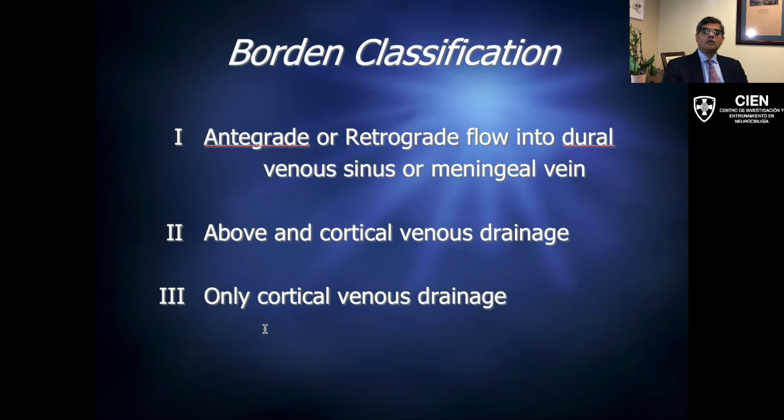The Borden is much simpler to use. Borden was a resident when he suggested this classification. It was originally called the Borden-Shucart classification, but now it mainly reflects his contribution. Type 1 would be antegrade or retrograde flow into a dural venous sinus or meningeal vein. Type 2 would be the above plus cortical venous drainage. Type 3 would be only cortical venous drainage.